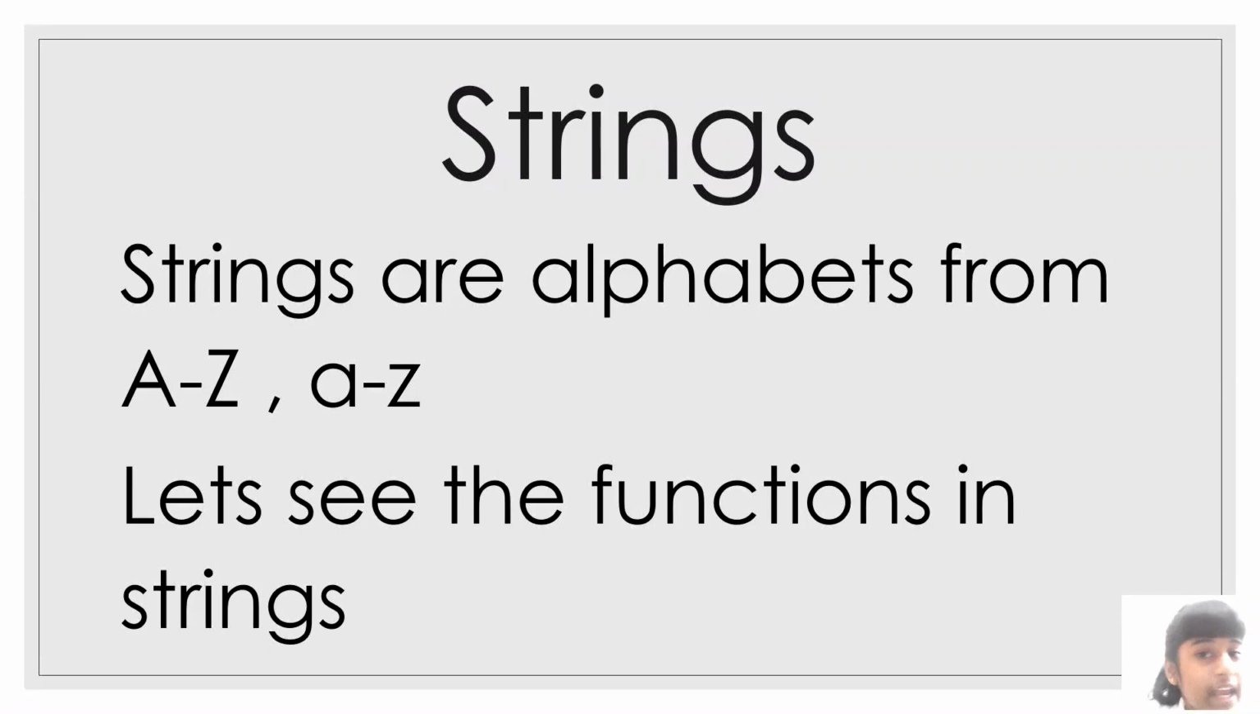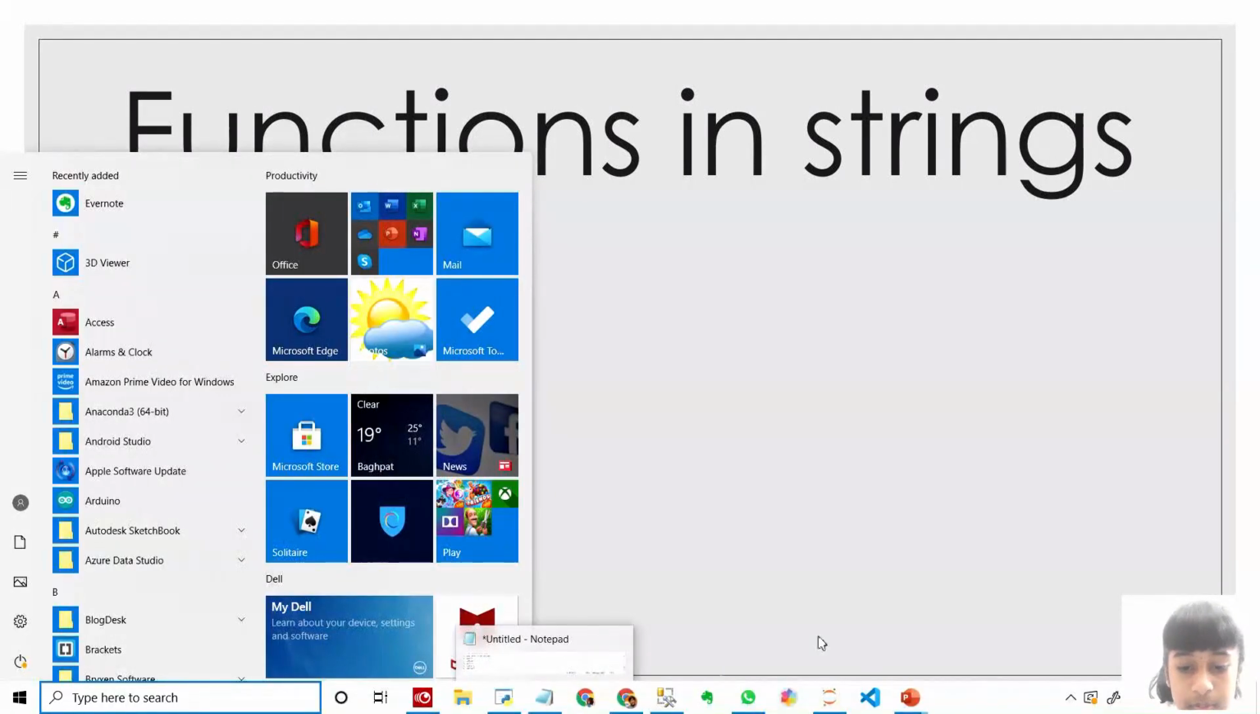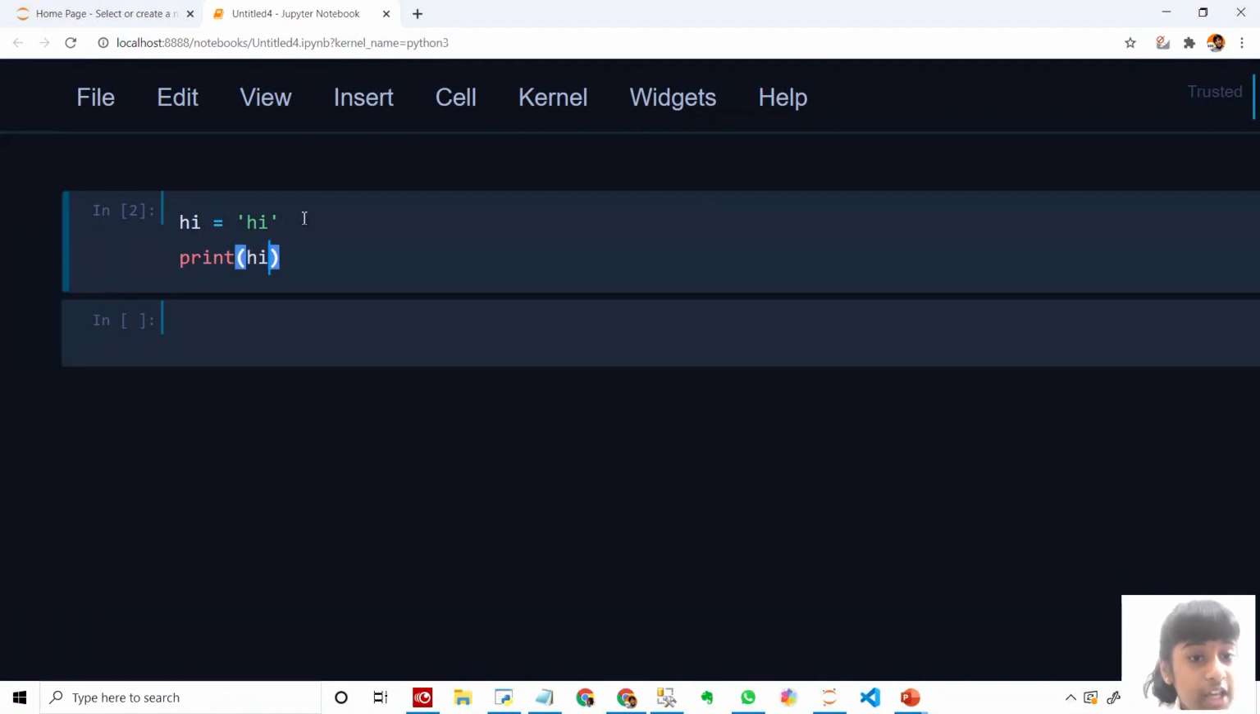Strings are alphabets from A to Z that are in double quotes. Let's see the functions in these strings. First one is going to be upper. Let's see it with a small example. I'm going to move up to Jupyter, and let me first show you guys how to create a string. I'm going to create a variable called hi, and inside this I'm going to create a string called hi that is in single quotes or double quotes. And let me run it, and now let me print up this variable hi.